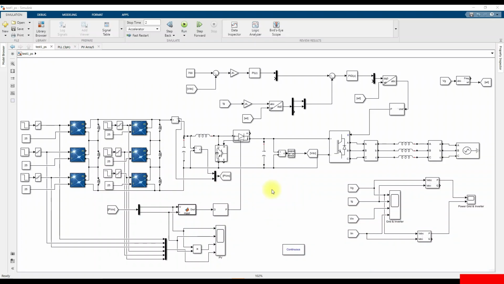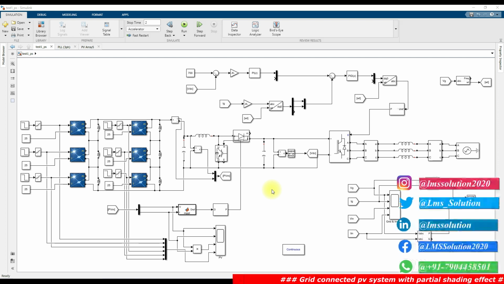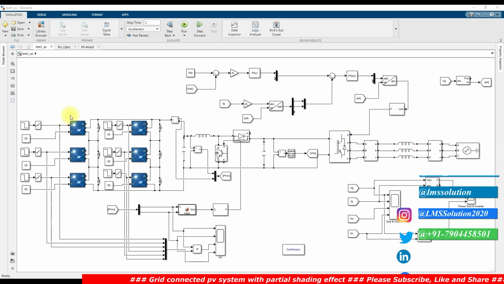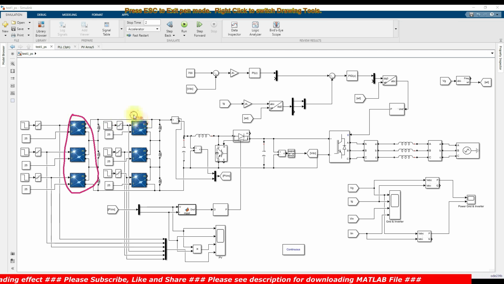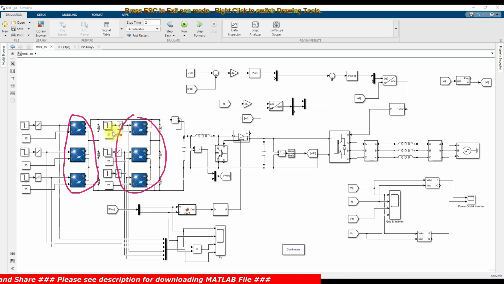Hi. So this is a model of a grid connected PV system with the partial shading effect. Here I'm going to create a partial shading concept by making two parallel strings. So you can see that this is one string, and this is another string. Both are connected in parallel.